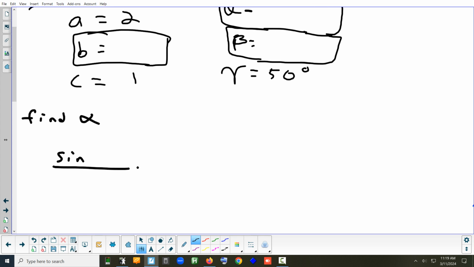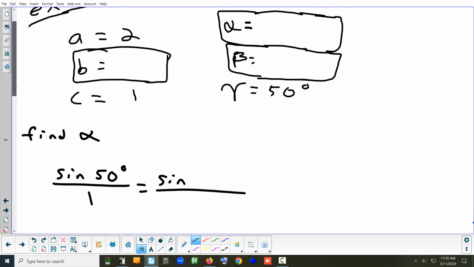So sine equals sine. And what could I put on the left side? Yep. Sine 50 over 1. So that's not even really a fraction, just over 1. I mean, it is a fraction, but cross multiplying is going to be very simple with a 1. And then what would go on the other side? Yeah, sine alpha over 2.